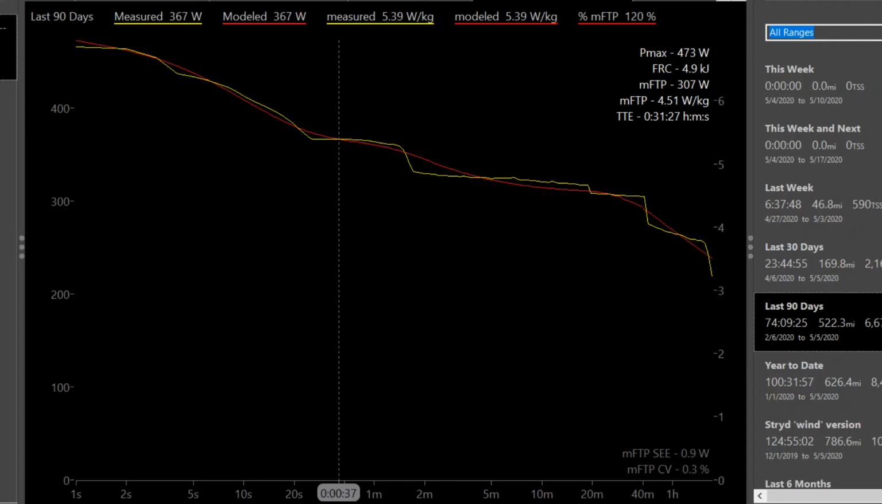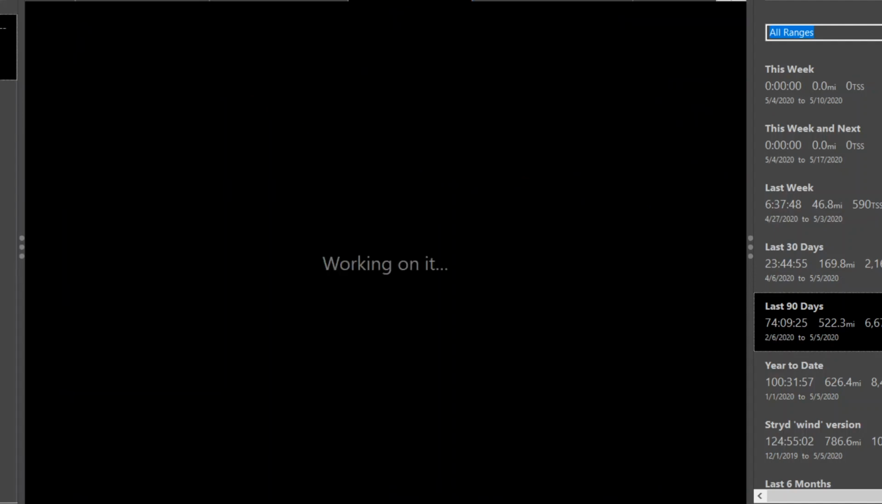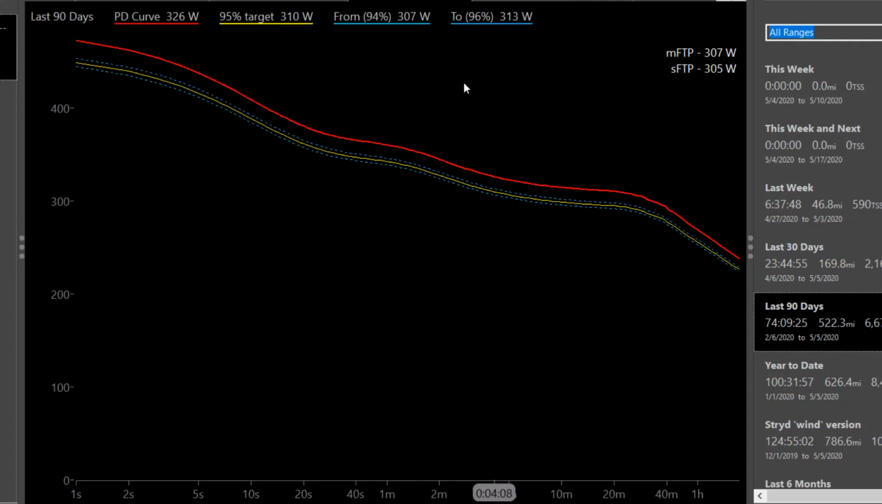So I'm going to switch images here, or charts. This is the model. The red line is the model. And what I've done is simply thrown in a 95% of the model, which you can see parallels the model exactly. It's in yellow. And then on either side of it is a plus or minus 1%, so 94 to 96%. Now, you're not going to be able to do this in Stryd Power Center, but you can do the math basically. And so let me demonstrate.